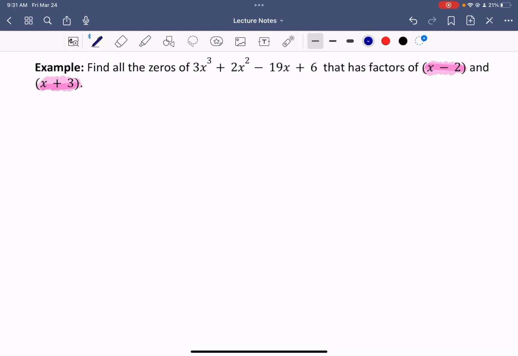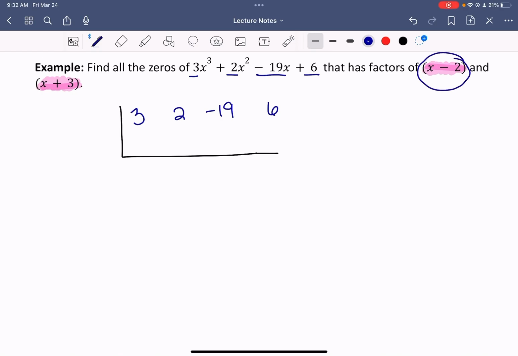And so we're going to go ahead and set up our synthetic division. I'm going to put in my coefficients of 3, 2, negative 19, and 6. I'm putting them in descending order of the exponents on their variable. If there was one missing, I would have to put a 0, but there was not. Let's first start with x minus 2. Remember, when you're given a factor, you want to set it equal to 0 and solve. So I'm going to put a 2 here, and then I'm going to work through my synthetic division.